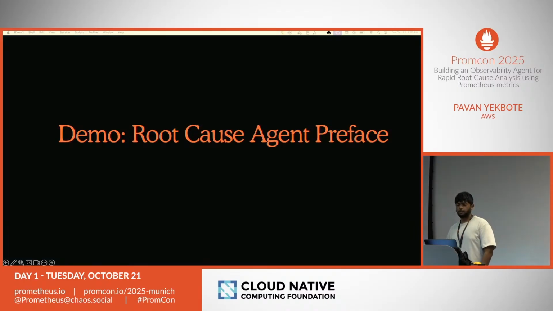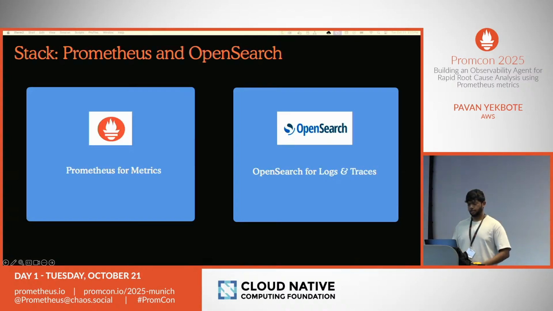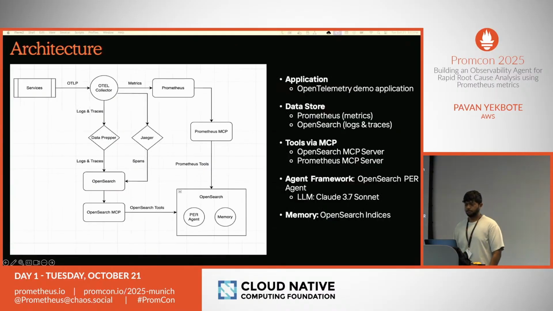So before we jump into the demo, I want to preface some of the architecture and the stack that has been used here. Today we're using Prometheus for metrics, and I'm using OpenSearch for logs and traces. This is the architecture of the application and the demo today. We have the OpenTelemetry demo application that uses the OpenTelemetry protocol and pushes metrics to the OTel collector. This emits the metrics to Prometheus. Then you have logs and traces that are being ingested into OpenSearch.